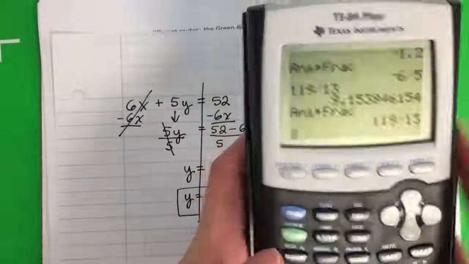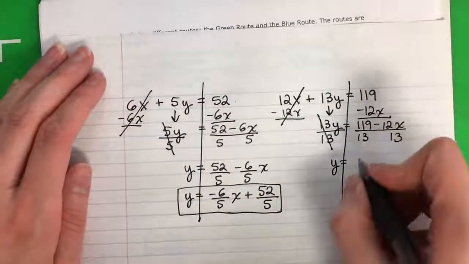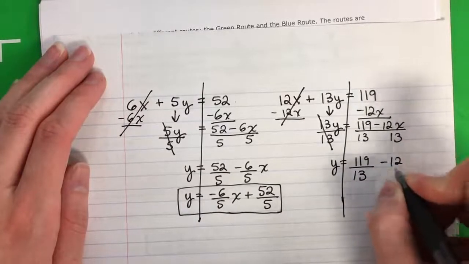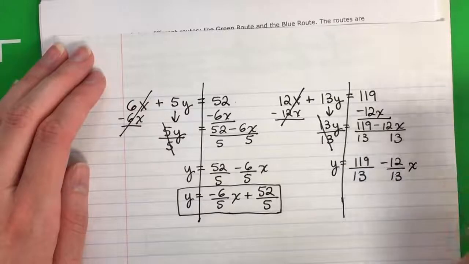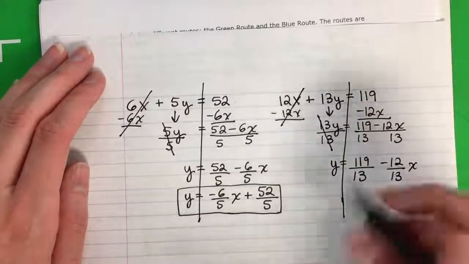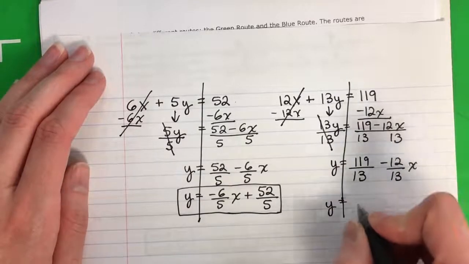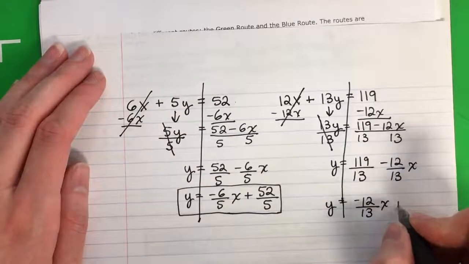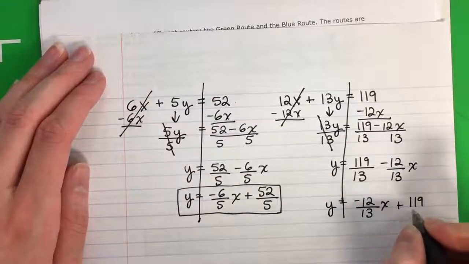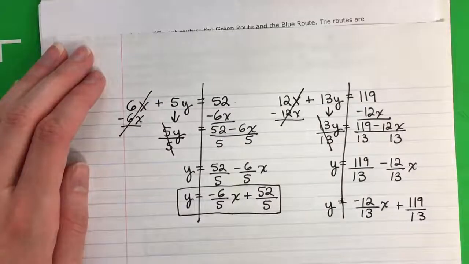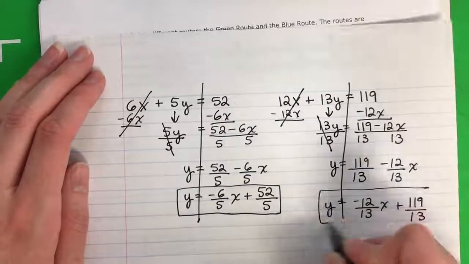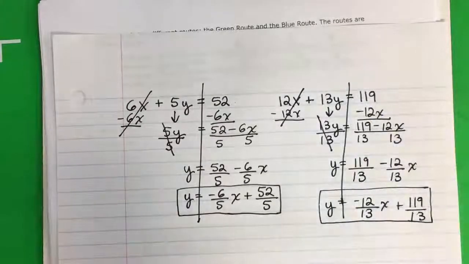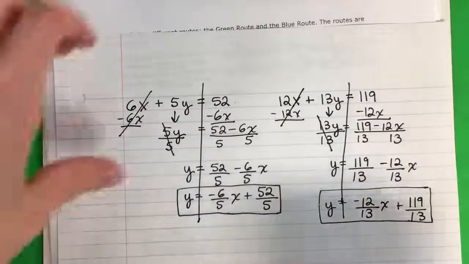Probably the same thing. Yep, the same thing. And negative 12 divided by 13 is the same in the calculator, and we are going to switch. So Y equals negative 12 divided by 13X, and that's a positive 119 divided by 13. Now we are going to put them in the calculator and see where they intersect.